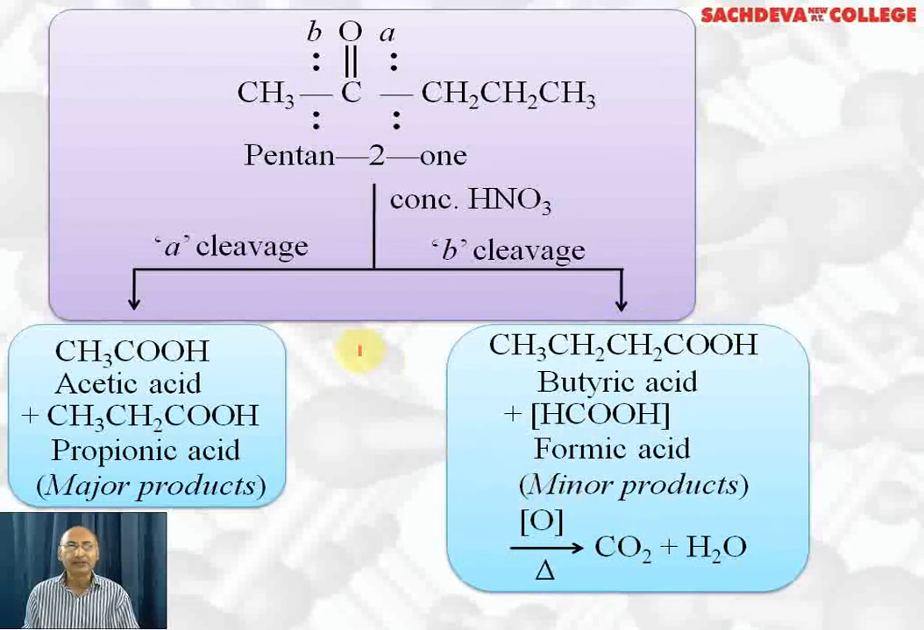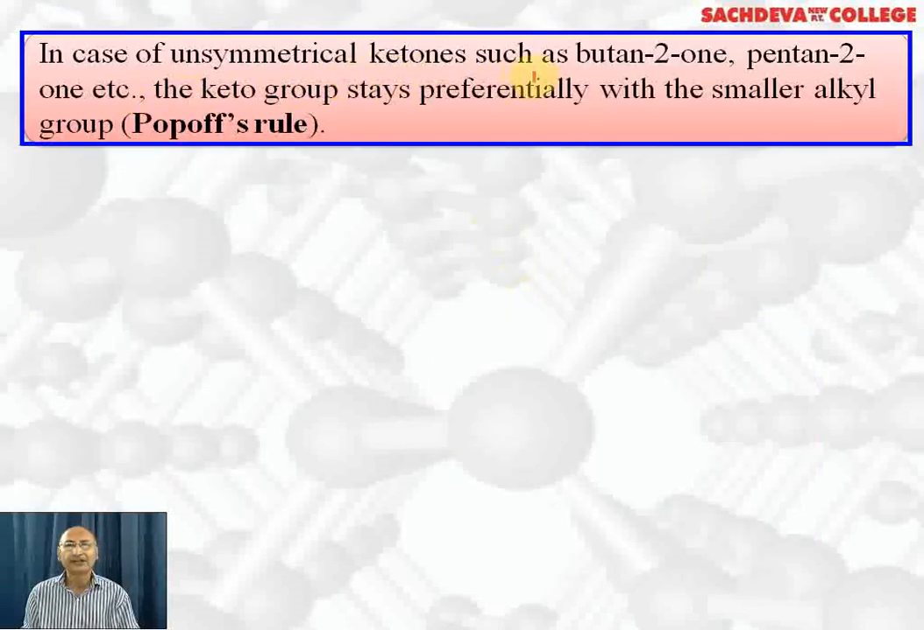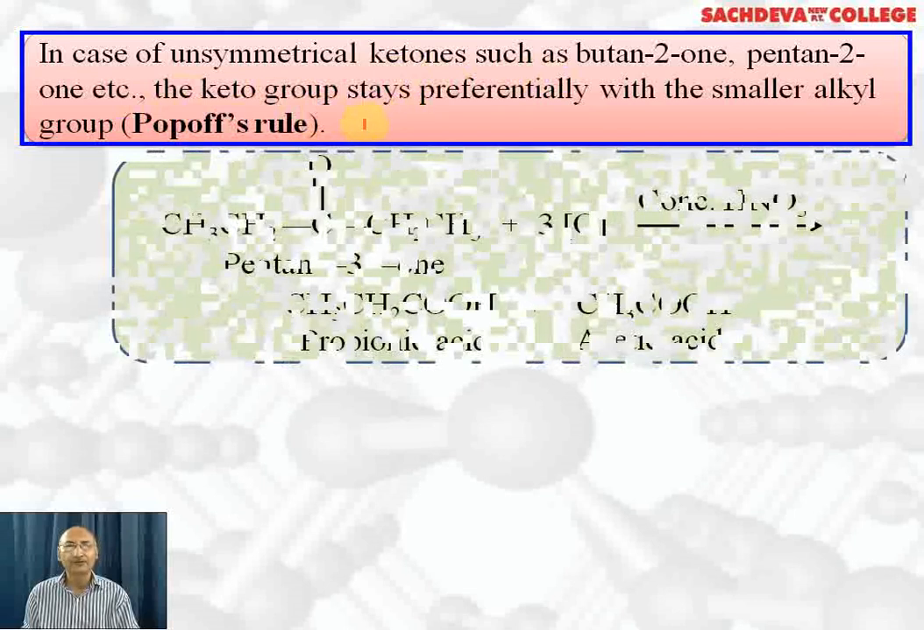This cleavage is governed by Popov's rule, and Popov's rule states that the keto group is retained by the smaller alkyl group. So the A cleavage is most probable as compared to B cleavage according to Popov's rule. In case of unsymmetrical ketones such as butan-2-one and pentan-2-one, the keto group stays preferentially with the smaller alkyl group. This is called Popov's rule.